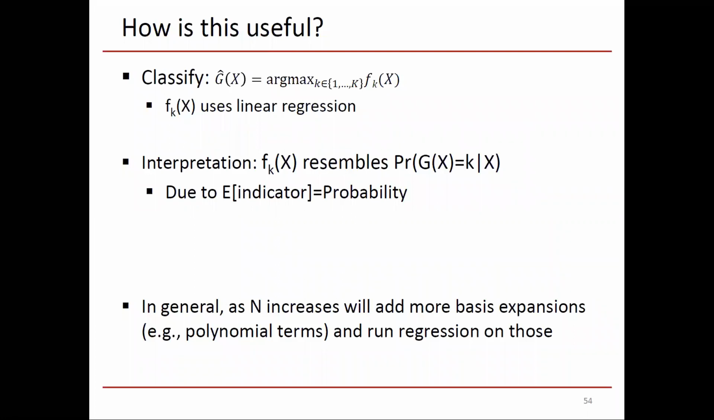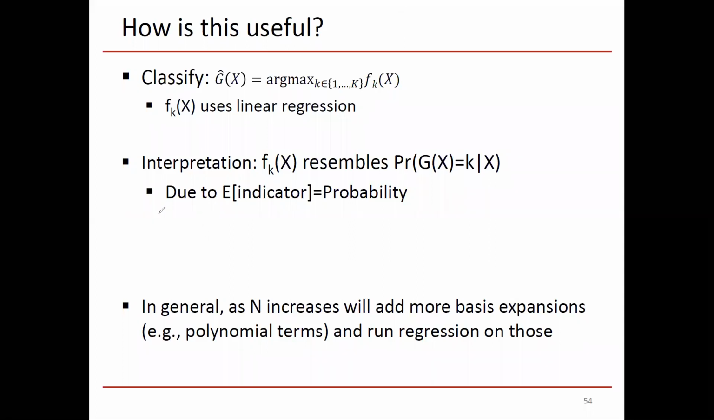Now, is this useful? To classify, we're going to run our k different functions, fk of x. We're going to take the argmax, and that's going to be g hat of x. And fk of x, using linear regression, can be interpreted as follows. Fk of x could be interpreted as resembling the probability that g of x has the label k conditioned on x. And there's an interesting insight here that the expected value of an indicator is a probability.